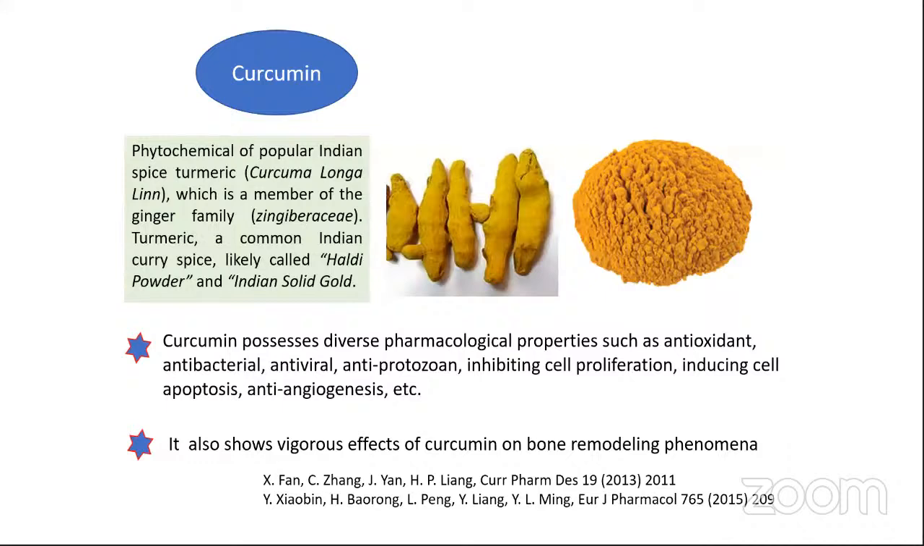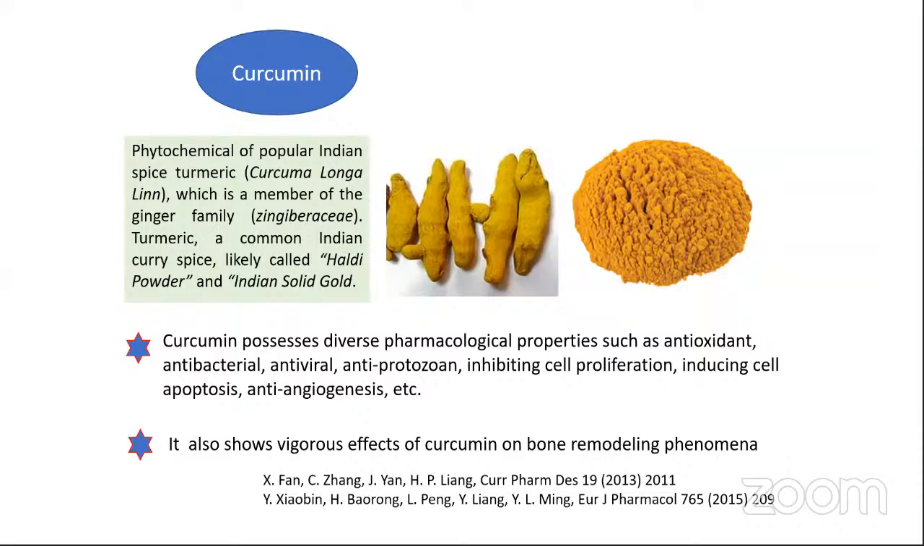Now, curcumin is a phytochemical of a popular Indian spice. We call it haldi, which is a member of the ginger family. Turmeric is a common Indian spice for curry, and it is called haldi powder. It is also termed Indian solid gold. It looks like gold, and it has a large number of medicinal benefits. That is why one author, Bharat Agrawal, mentioned in his review paper, solid Indian gold.